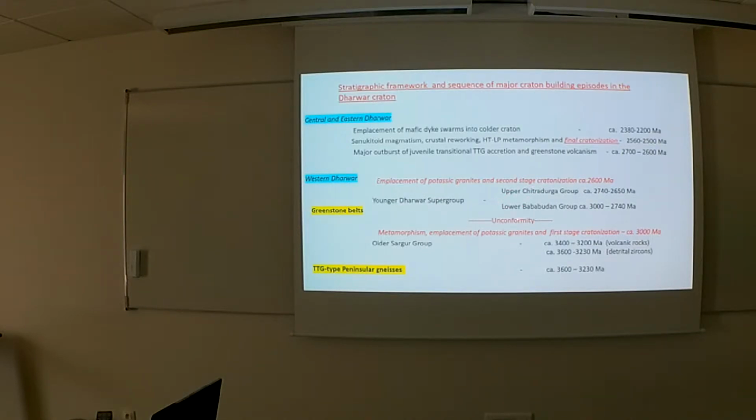In this Bababudan group, we can see a clear angular unconformity in the field. We can see the clear contact, the angular unconformity, between the older sequences and the younger sequence. Then the younger sequence: the lower Bababudan group dated 3000 to 2740, and the upper Chitradurga group dated 2740 to 2650 million years. In the field we can see their contact, and that is also substantiated by U-Pb zircon data and also samarium-neodymium isochrons on the mafic to ultramafic rocks.